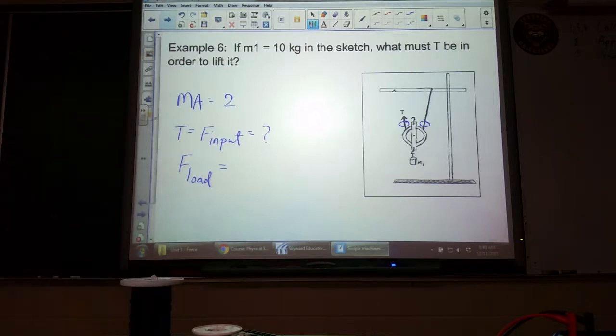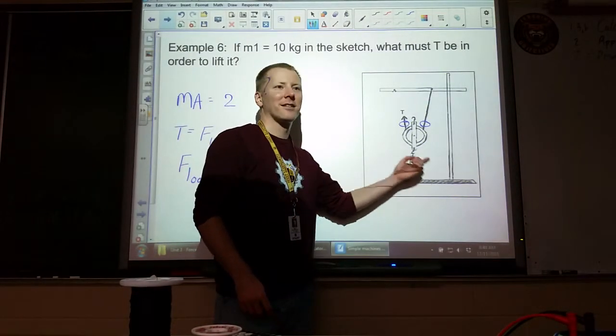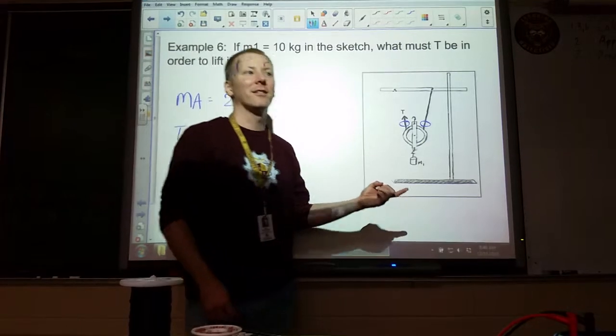Oh, it is not 5 kilograms. There are 2 things wrong with that. 1, it's an incorrect number. 2, it's an incorrect unit. How much force are we getting out? How much force is being applied to this in order to lift it?